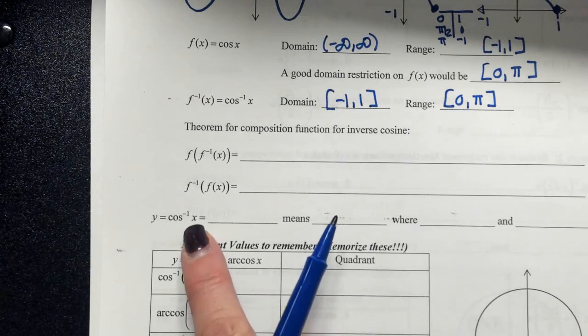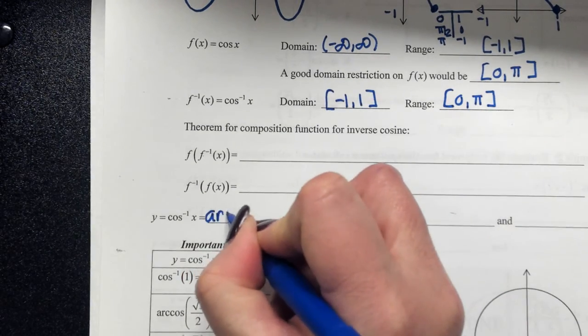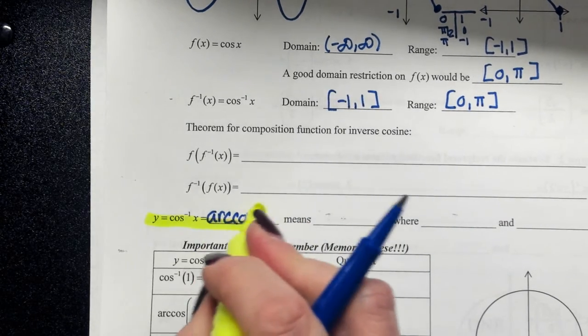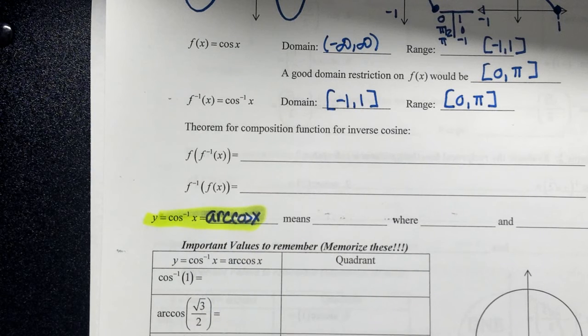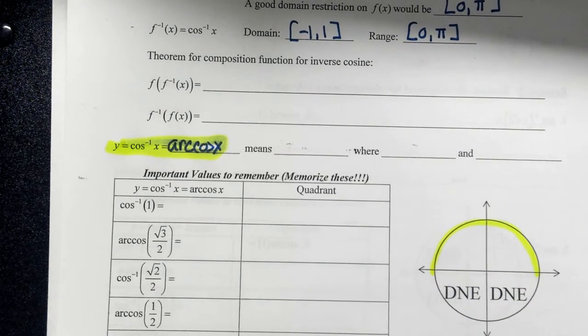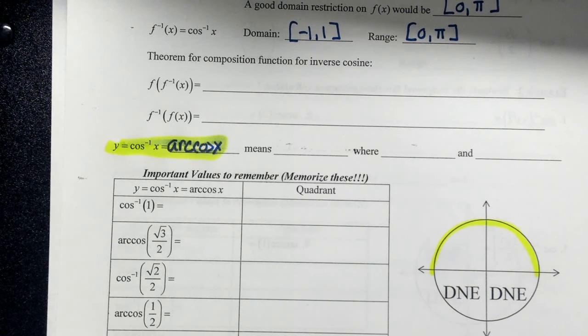Just like for inverse cosine, you also have to recognize that this notation, arc cosine of x, means the same thing. And the reason that arc comes from, just like for arc sine, is you're only looking at half the unit circle, so it looks like an arc. That's why they call it the arc sine or the arc cosine when they're talking about the inverses. That's where that arc comes from, because you're only looking at half a circle.